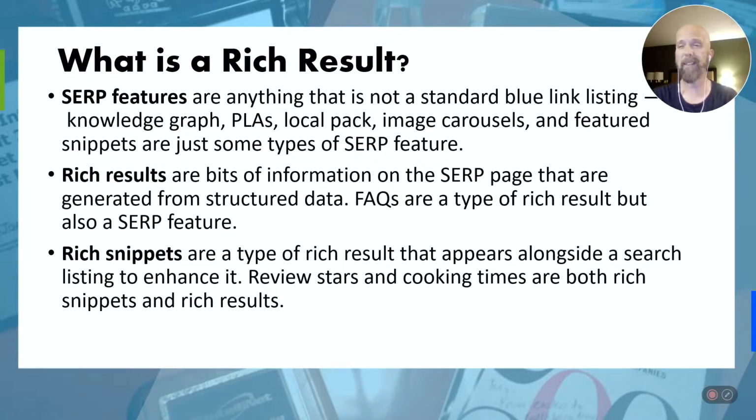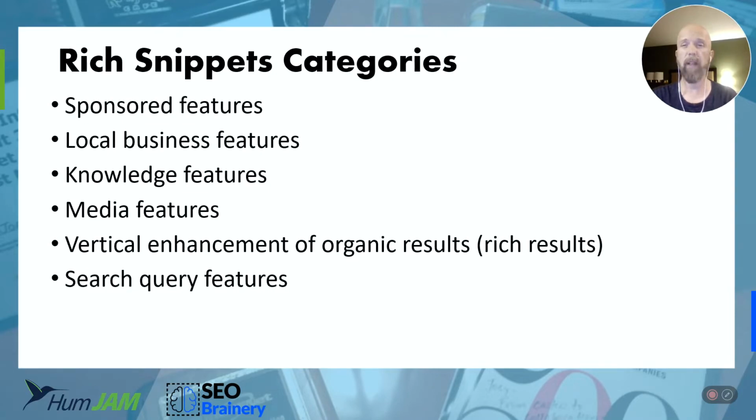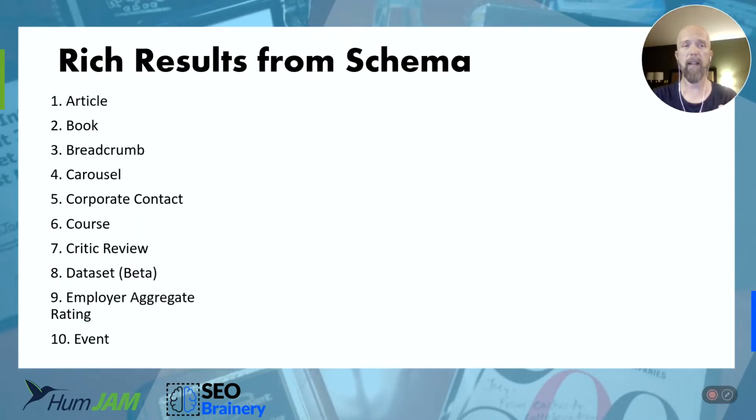This is what a rich result is, and this is what structured data and schema markup will lead to for you. And here are the different categories of these snippets: sponsored features, local business, knowledge features, media like playing from there, saving images, visual enhancement of organic results, from review stars to stock inventory numbers, and then search query features. So there are a lot of different categories.